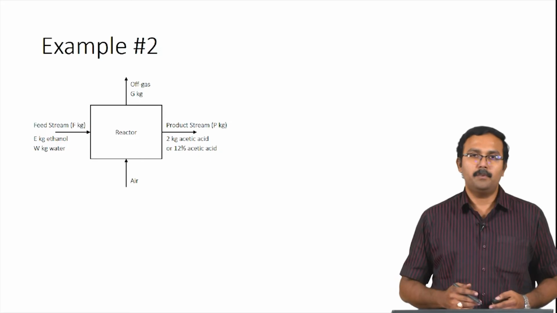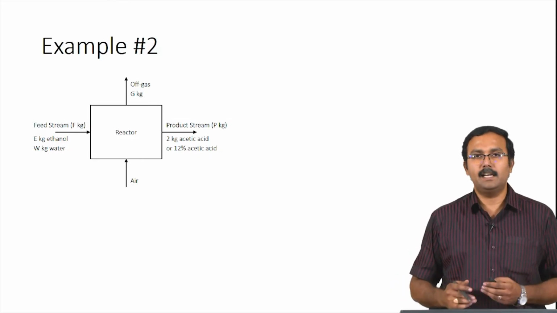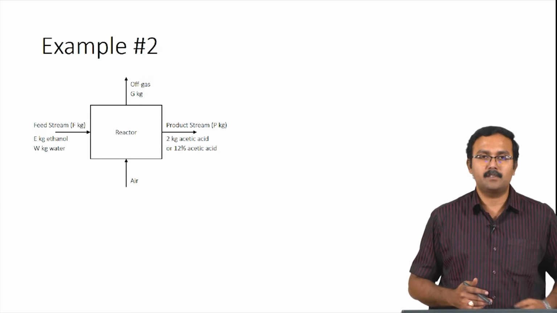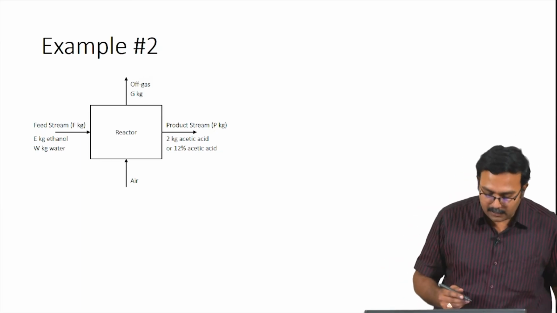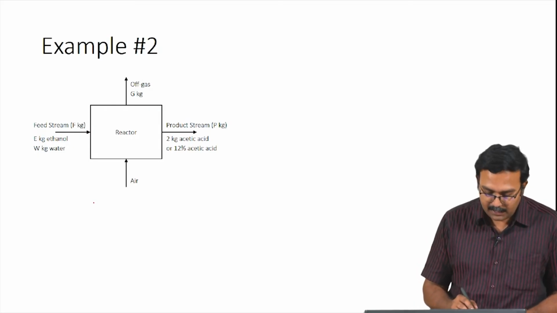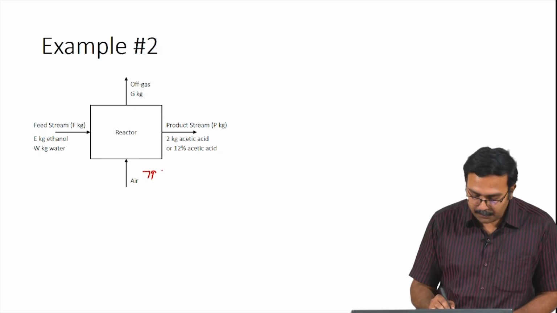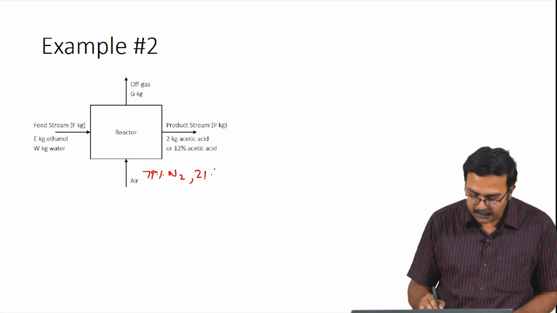Now, for performing the calculations, we need to know how much of oxygen and nitrogen are entering through the air stream. So, we know that the composition of air is given as 79% nitrogen and 21% oxygen. So, air contains 79% nitrogen and 21% oxygen.